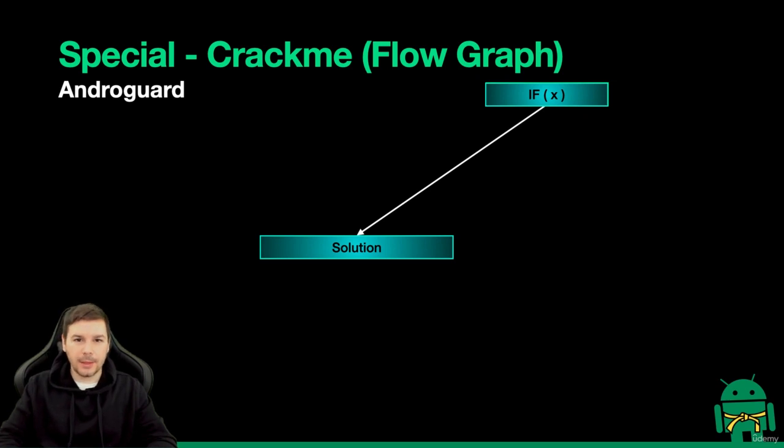Alrighty, the last thing I want to mention is the FlowGraph contains only Smali instructions. So we do not get our Java source code in this FlowGraph, we do get our Smali source code in there.